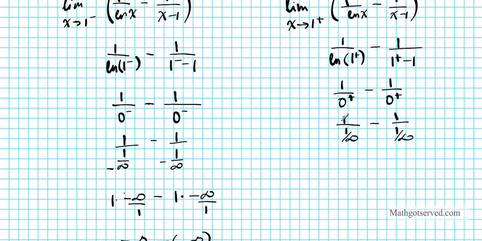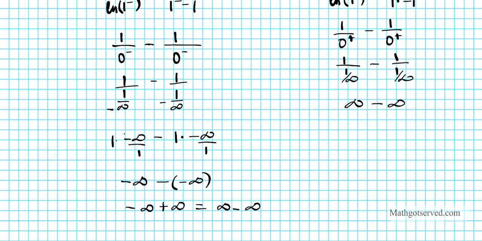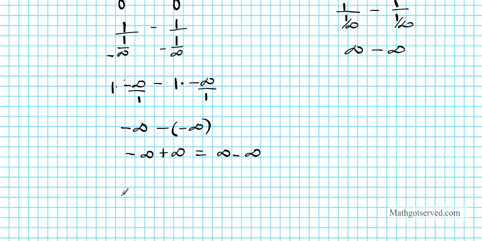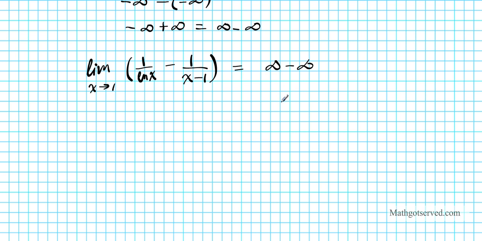So if we multiply the numerator by the reciprocal of the denominator, we're going to end up with infinity minus infinity. So you can see that in both cases, the limit is infinity minus infinity. So we can conclude that the limit as x approaches 1 from both sides of 1 over natural logarithm of x minus 1 over x minus 1 is infinity minus infinity. This is an indeterminate form, so what we have to do is use L'Hopital's rule.